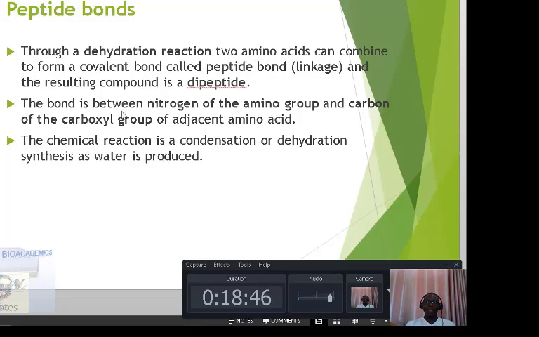So the bond is between the nitrogen of the amino group and of course the carbon of the carboxyl group. This forms a peptide bond, and the reaction we refer to as a dehydration reaction or condensation polymerization. That's what we call this particular reaction. The opposite is the hydration reaction.